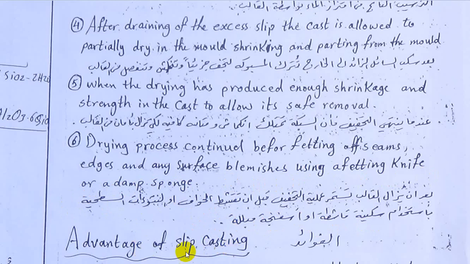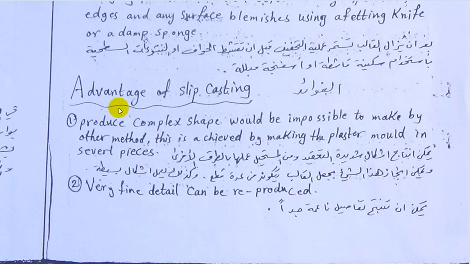The advantages of slip casting, as you can see here, should all be memorized. We can produce highly intricate figures, and this can be implemented by making the mold consist of multiple sections. Simple figures can also be formed.